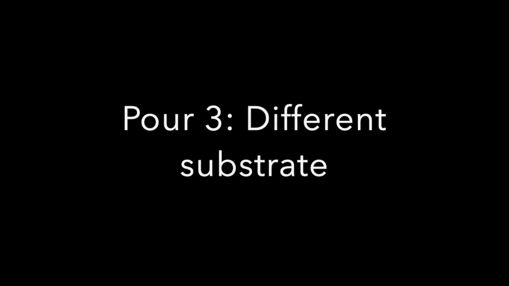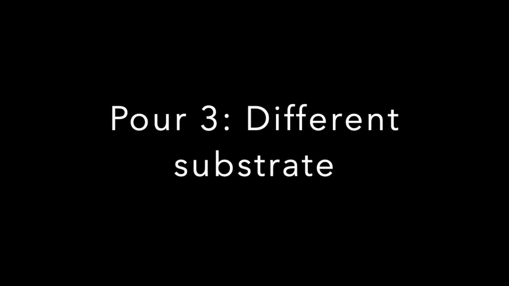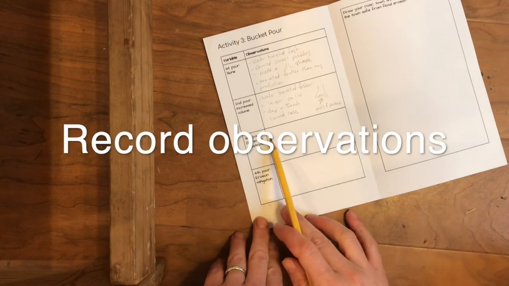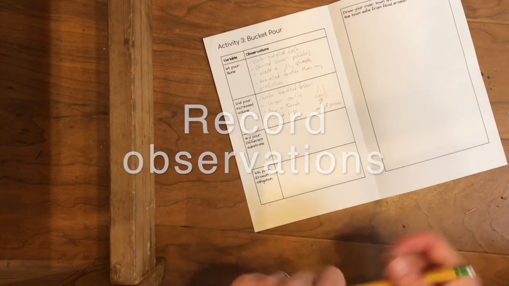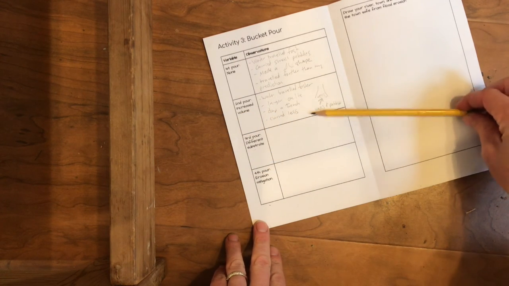For pour 3, you're going to find a different substrate. So what that means is a different type of ground to pour your water down. So instead of returning to that same spot, this time you're going to pick an area that has, if you did it on dirt, then you will do one on grass, or on a hill that has trees and plants and dirt, or on a hill that has concrete. Pick a different surface. So go ahead and write down a few things that you noticed. And one thing that I would encourage you to do is compare them to your other pours.